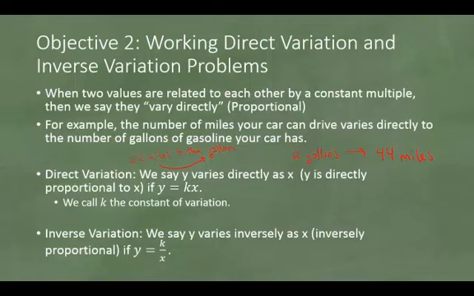So if we say that y varies directly as x, in other words, y is directly proportional to x, then we can write the equation as y is equal to k times x. In our example up there, the miles, y, is equal to 22 times the number of gallons, x. And we call that number k the constant of variation. In other words, k in this example would have been 22. Likewise, we say that y varies inversely as x, or is inversely proportional, if the equation we're working with is y is equal to k over x.